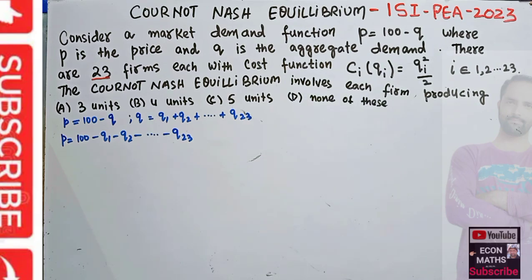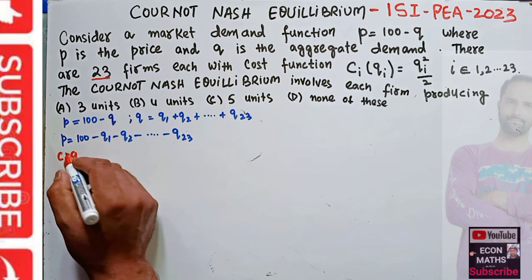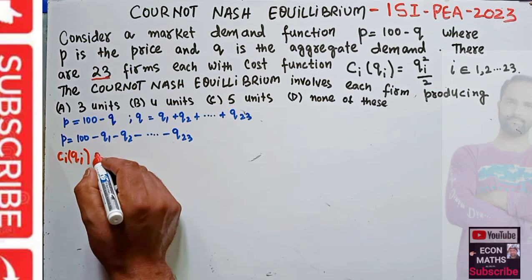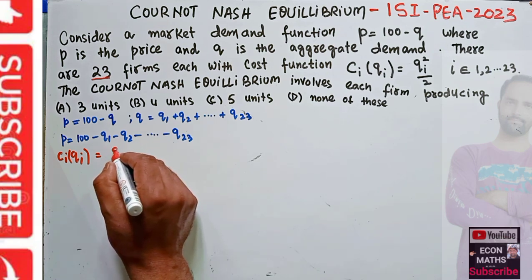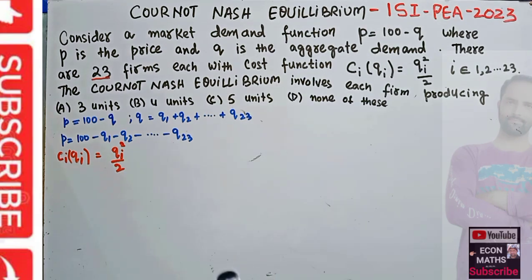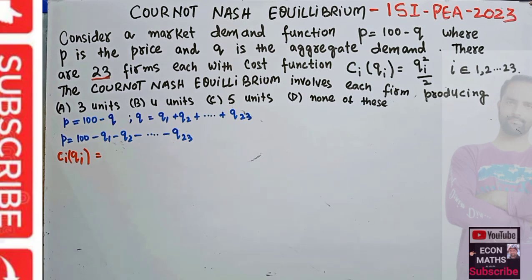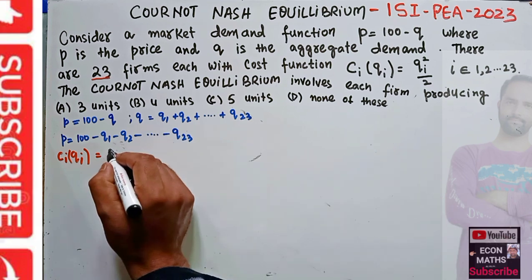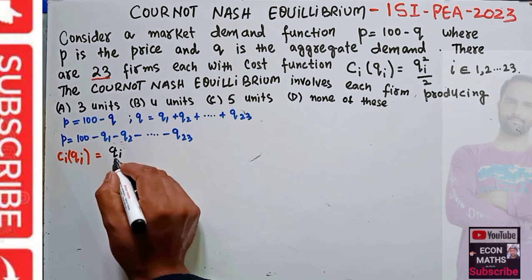Also, we are being given the cost function C_i(Q_i), that means cost is a function of the output produced by each firm, which is equal to Q_i squared upon 2. So let's write it here, C_i(Q_i) equals Q_i squared upon 2.